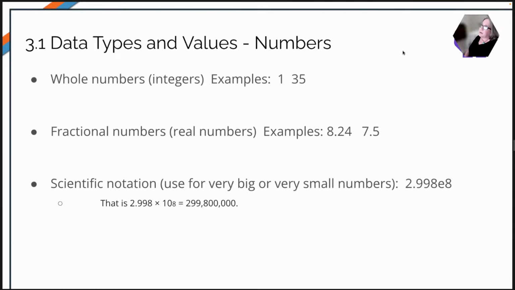So as you're talking about numbers, you're using whole numbers, which are your integers, absolutely no decimal places or points. Fractional numbers, those are going to be your real numbers, and those are going to be your ones that have your floating point.